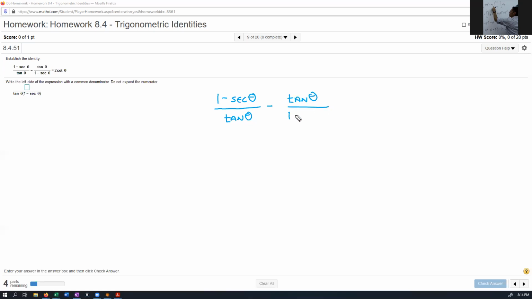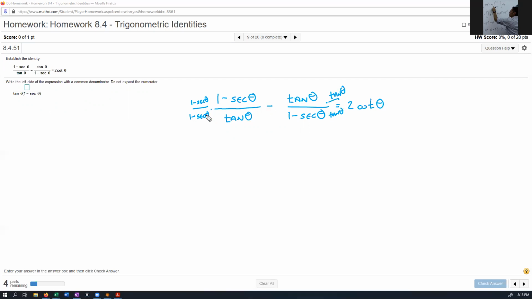This one looks pretty bad. Okay, so over here, let me see what I want to do here. I'm debating between common denominator or turning everything in terms of sine and cosine. Let me go with common denominator. Okay, so I'm going to multiply this top one by 1 minus secant theta. And then over here, I'm multiplying this fraction by tan theta over tan theta on the bottom.